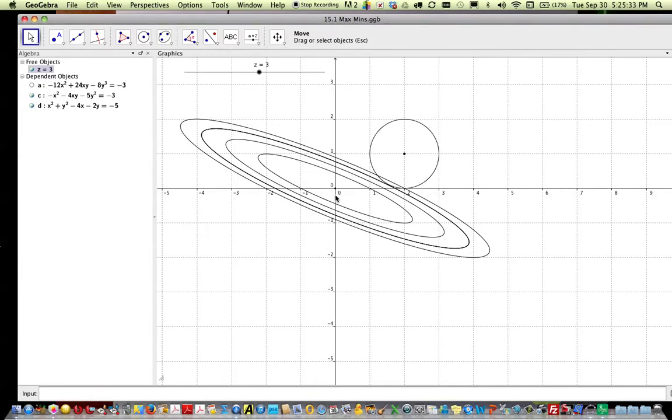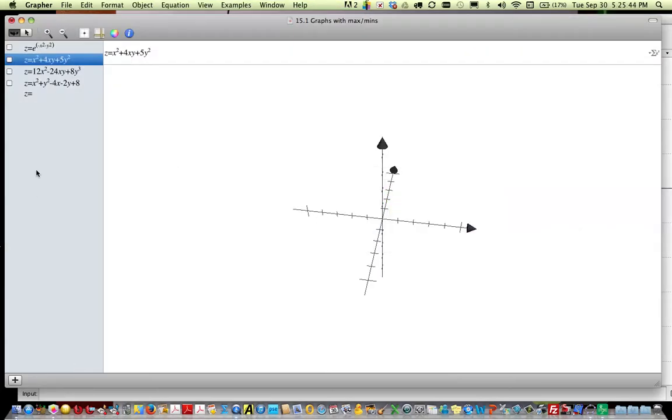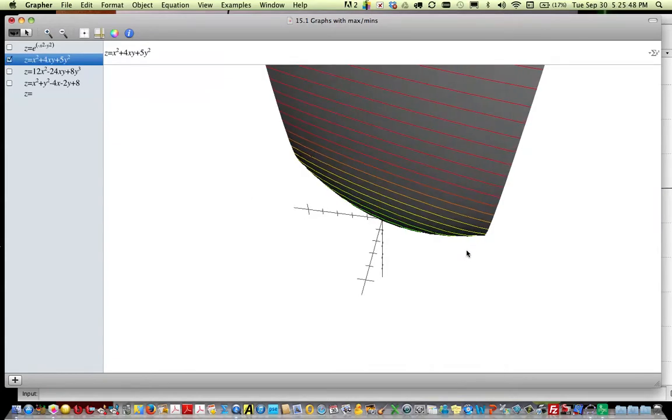This is going to be looking down at kind of a squashed paraboloid that's been tilted a little bit. Okay, that's what the graph of that looks like. I can also take a look at the graph of this in 3 dimensions. And if we turn that one on, okay, you can see the graph here.